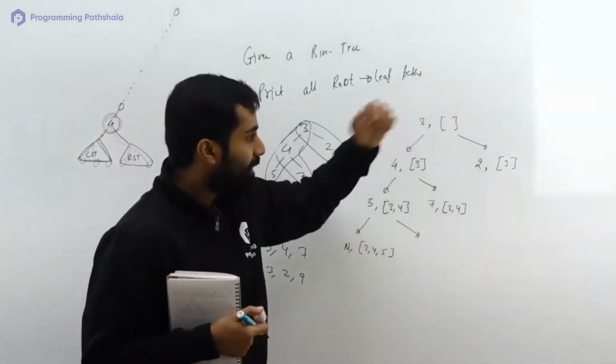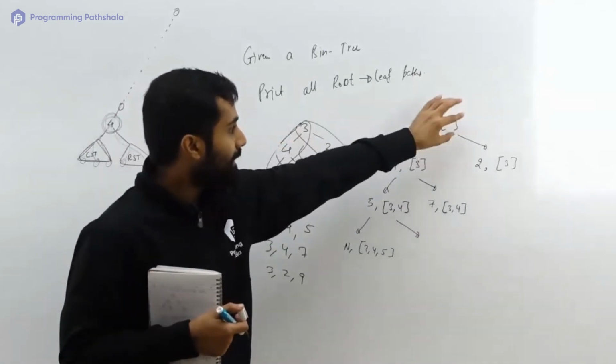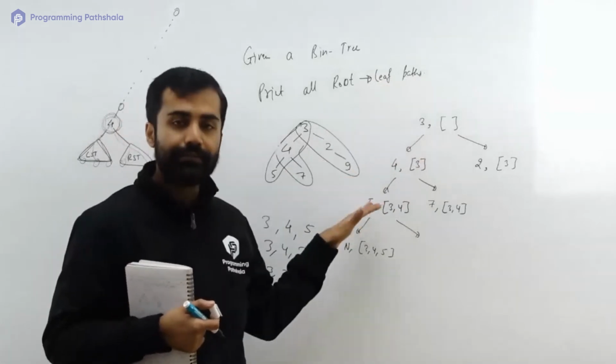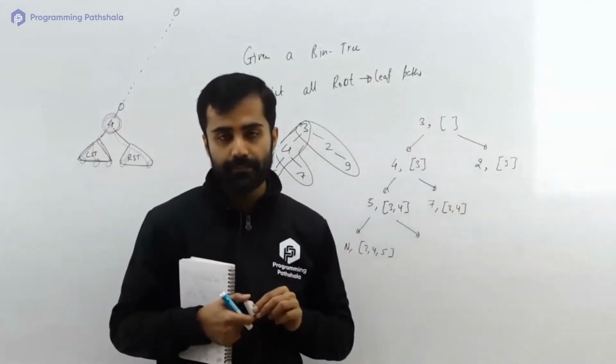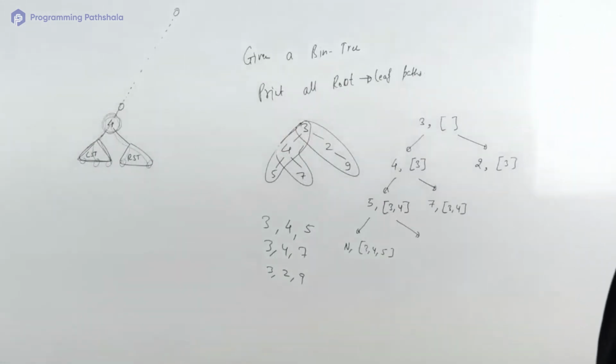We'll have a vector with us. In that vector, we will push the current node, and then we will pass that vector to the next recursive call, which is to the left subtree and also to the right subtree. This is what we'll keep doing. Is it making sense? How many of you are getting the idea here?